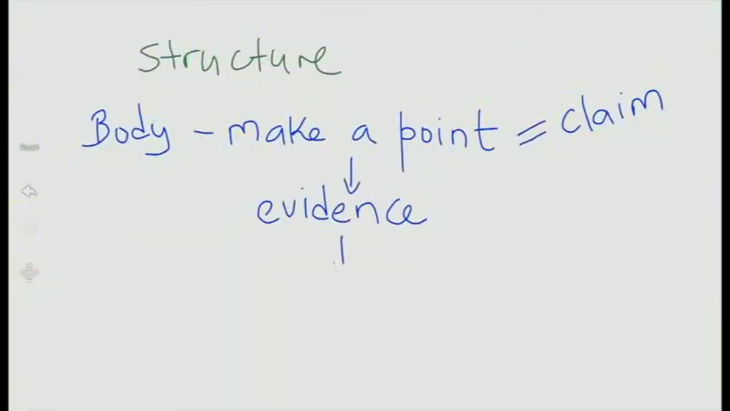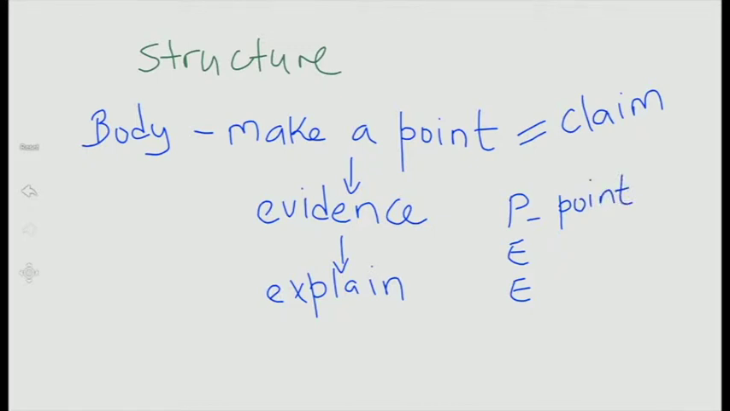All right? And then having given the evidence, you then need to explain, because just giving the evidence alone is not enough. You then need to explain. So this gives us what is called the PEE structure. Here, you have to make a point, and then here you give some sort of evidence, and evidence is the same as an example, and then you also need to explain the evidence.